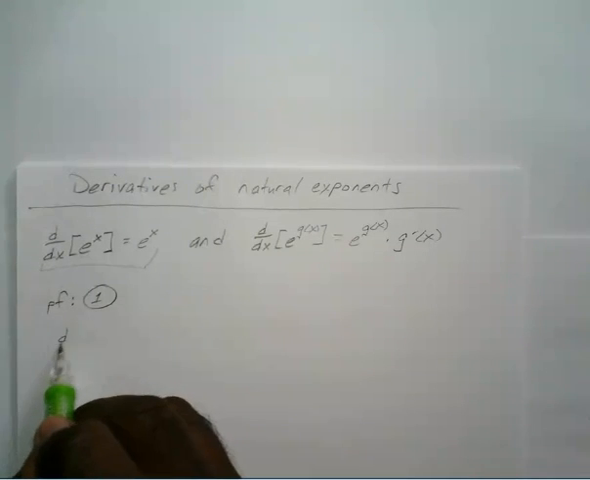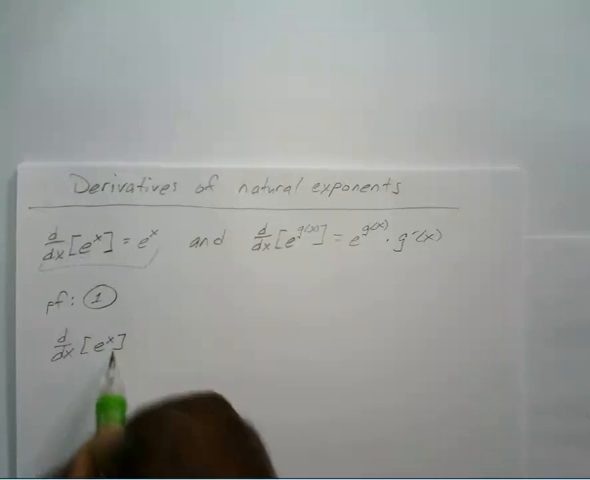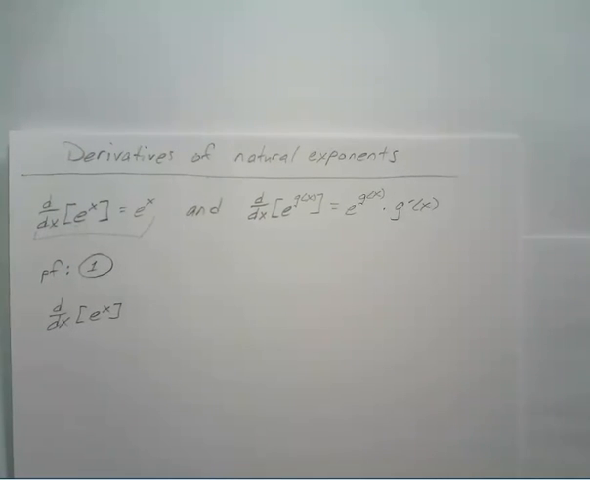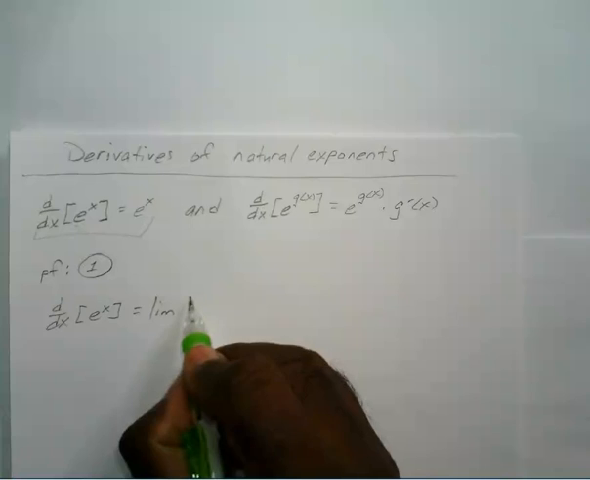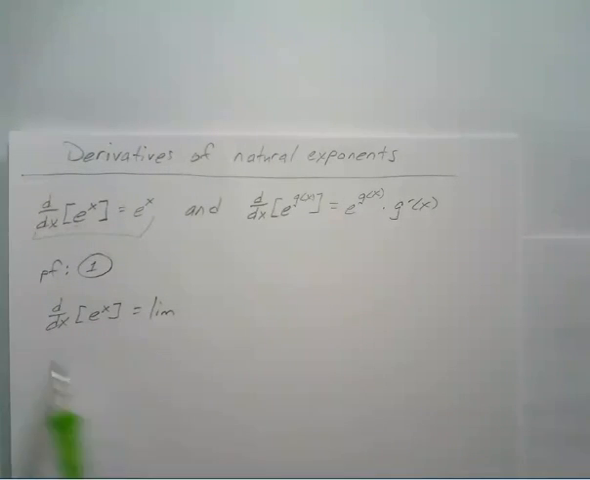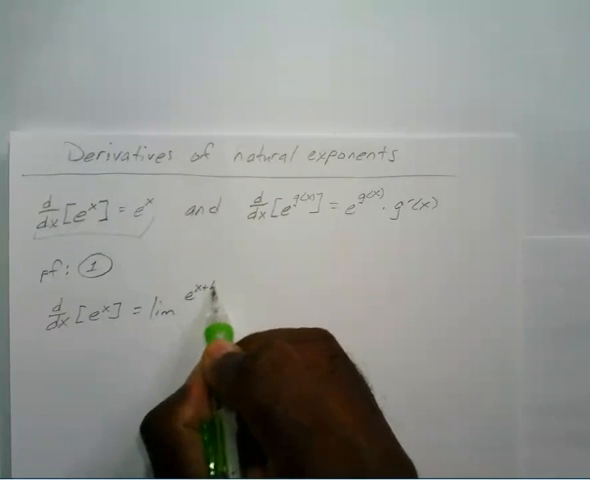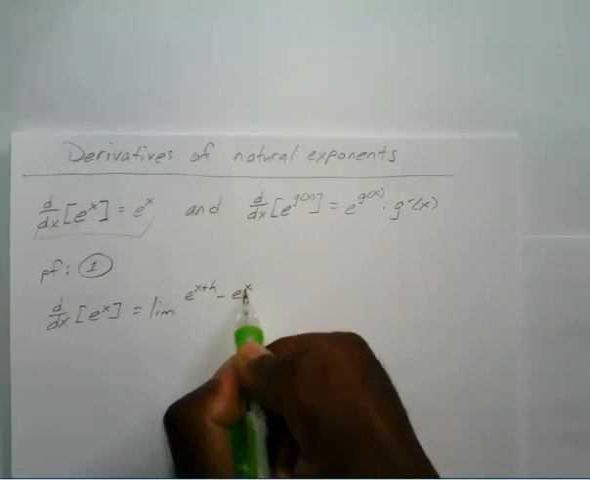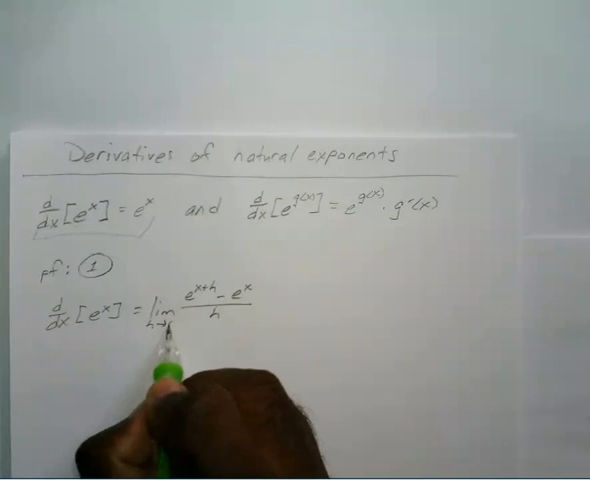Okay, so what if we have the derivative with respect to x of e to the power of x? Like with any derivative, it goes right back to the limit definition. So you have the limit of e to the x plus h, because remember it's f of x plus h minus f of x all over h. So you have e to the x plus h minus e to the x all over h as h approaches 0.